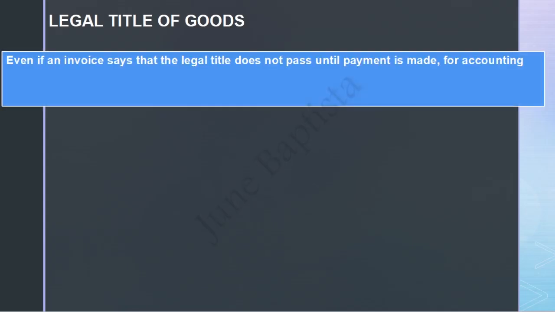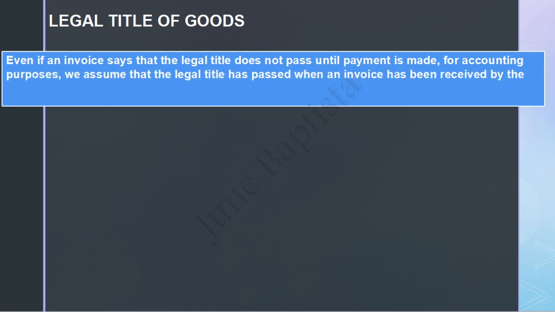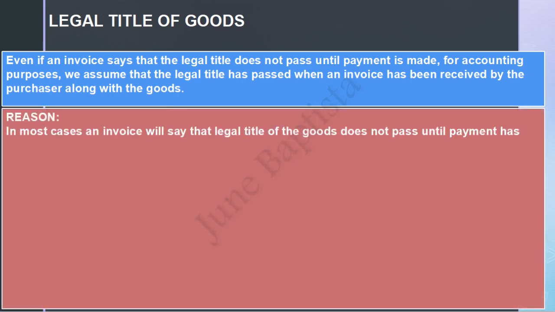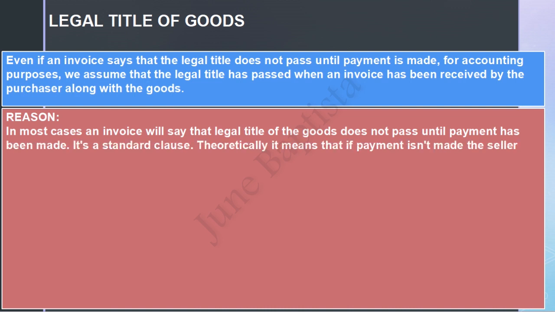We will now consider the legal title of goods and when it passes. Even if an invoice says that the legal title does not pass until payment is made, for accounting purposes we assume that the legal title has passed when an invoice has been received by the purchaser along with the goods. What is the reason? In most cases, an invoice will say that legal title of the goods does not pass until payment has been made. It is a standard clause.